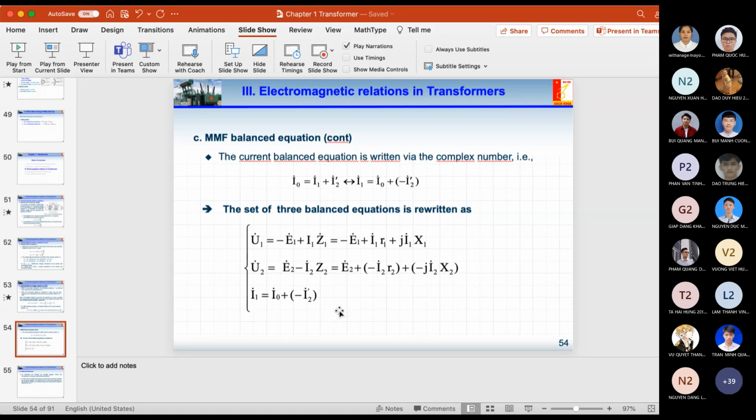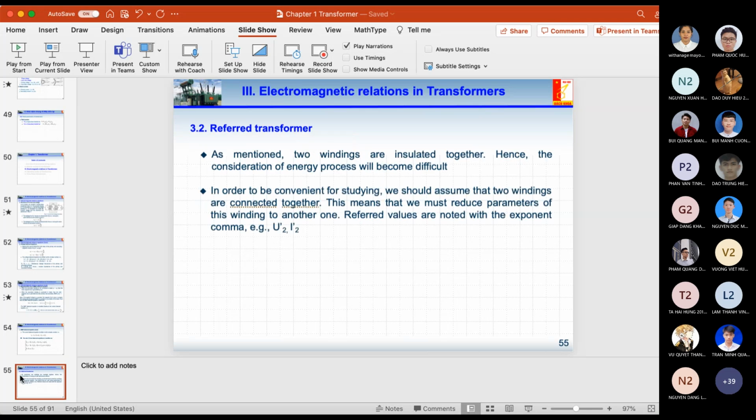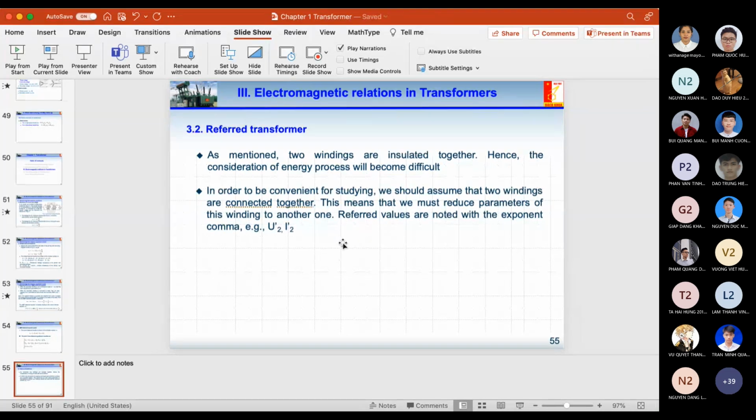It's very, very important for all of you, even for the set of vector groups. Thanks to this equation, you can solve the problem to find the values of the primary winding and the values of the secondary winding. For this slide, I'm talking about the reference transformer.